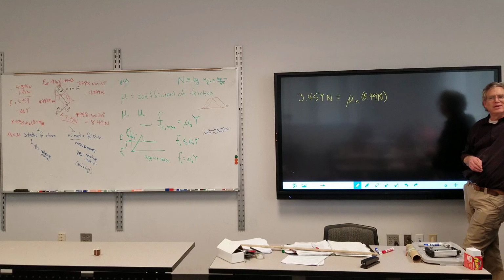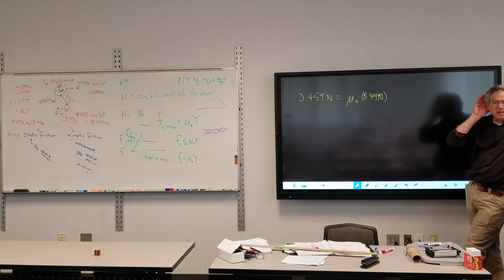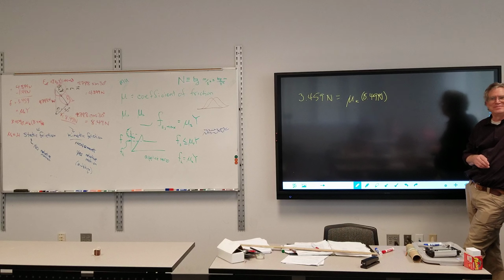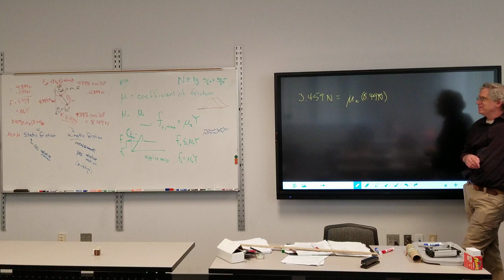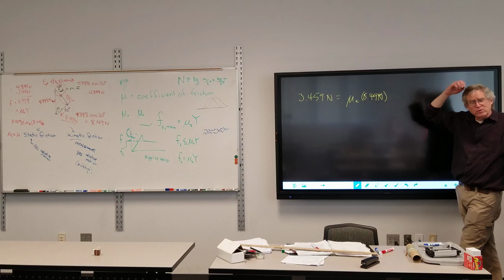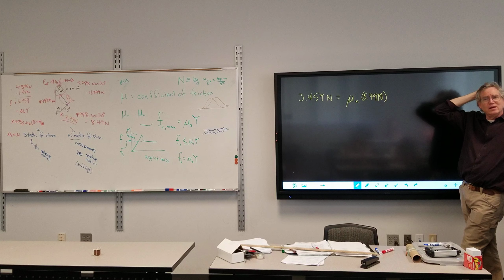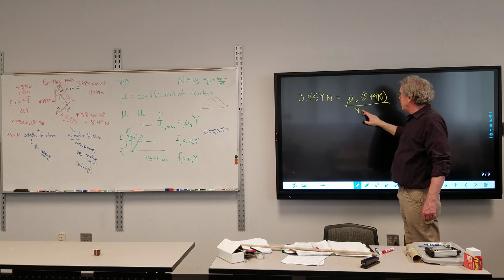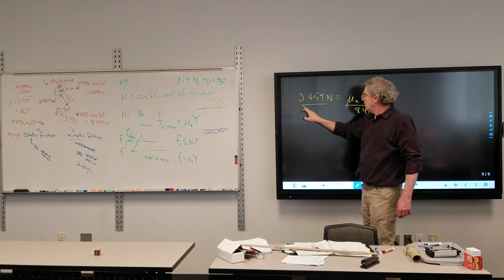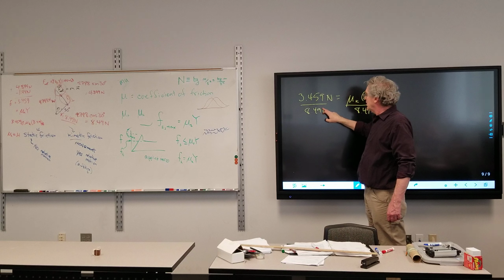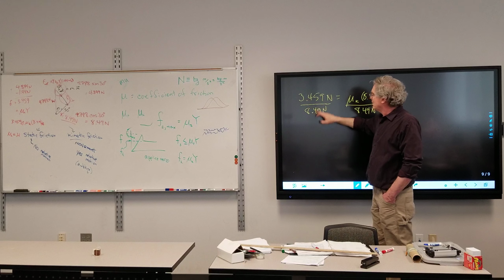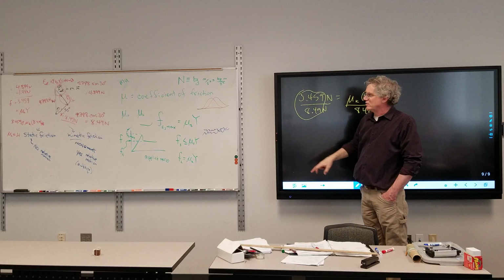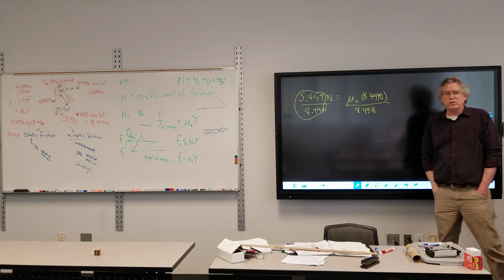The units of mu. That's what I'm trying to figure out, or want you to figure out. Newtons? No. How do you get mu by itself? How do you solve for mu? What do you divide by? 8.49 newtons. So you divide both sides by 8.49 newtons. So that part, that's the calculator piece, you get somewhere around 0.4. What are the units?